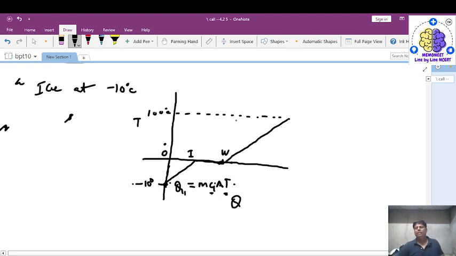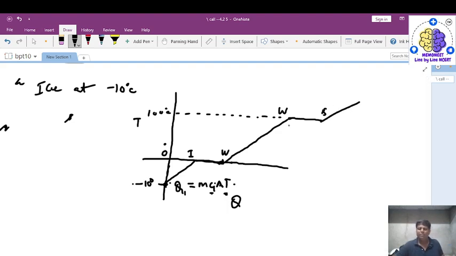And at 100 degrees centigrade, what will happen? It will start boiling and changing its state from liquid to gas. So at this point, there will be no change in temperature, but still heat is being supplied. So a graph will be drawn like this. At this point, there is water at 100 degrees centigrade, and here we have steam at 100 degrees centigrade. Now, if further heat is supplied, the temperature of the steam will change and it will rise.